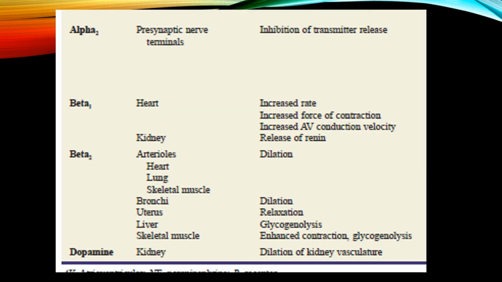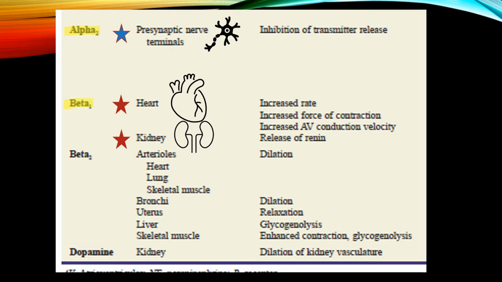Now, the alpha 2 receptors are mainly located in the presynaptic nerve terminals. So the response will be inhibition of transmitter release. Now, for the beta 1, they are mostly located in the heart and in the kidneys. In the heart, it increases rate, increases the force of contraction, and increases the AV conduction velocity. In the kidney, they release renin.